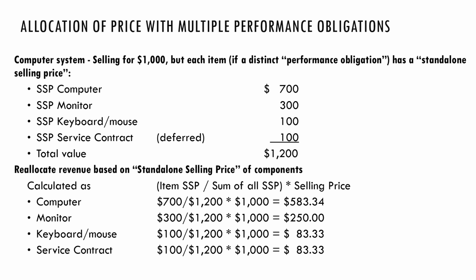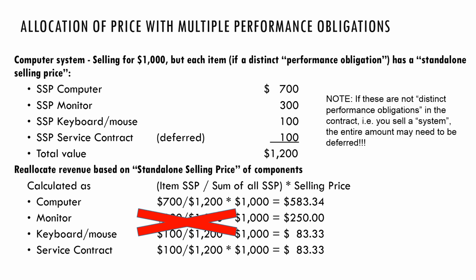However, what if, when I look at my contract, I cannot determine that there are, in fact, 4 distinct performance obligations? I'm selling you a system for $1,000. No distinction as to what makes up that system. In that case, they are not distinct performance obligations, and the entire amount, the entire $1,000, would have to be deferred. This is where it becomes very important that your contracts are written properly, that it's very easy for someone to determine those performance obligations and their distinction from each other in the contract, determine those standalone selling prices, and allocate them accordingly.